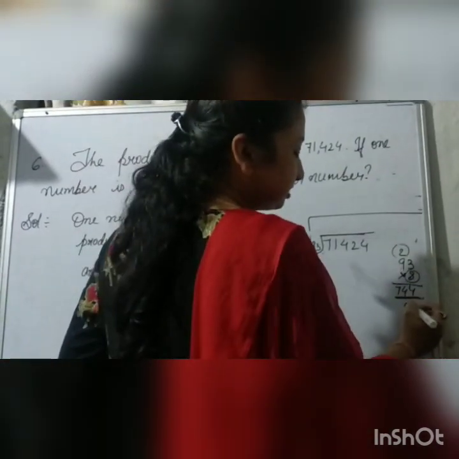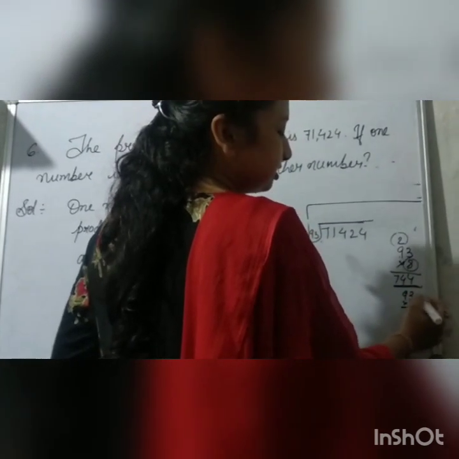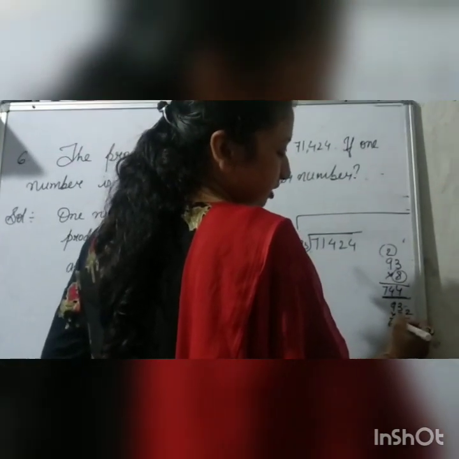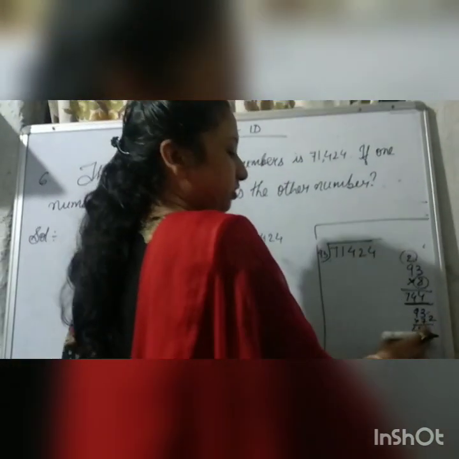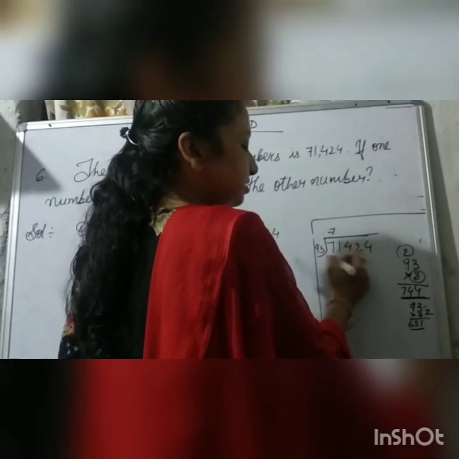So we will take 7 times. 7 3s are 21. 7 9s are 63. 63 plus 2, 65. That means 651, so it is less than 714. Yes, it is less. So we will take 7 times, 651.